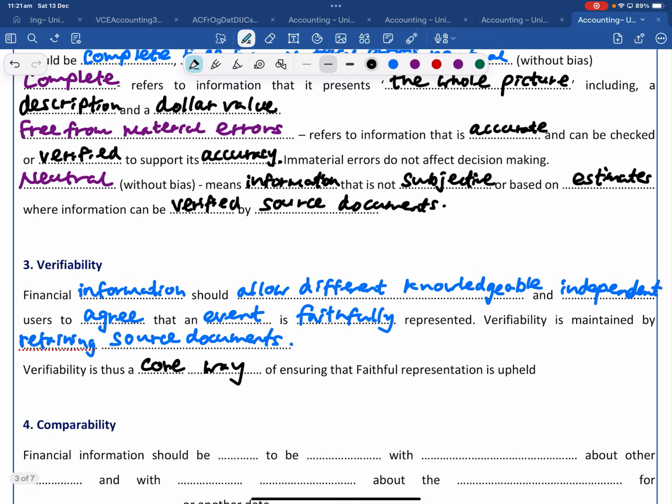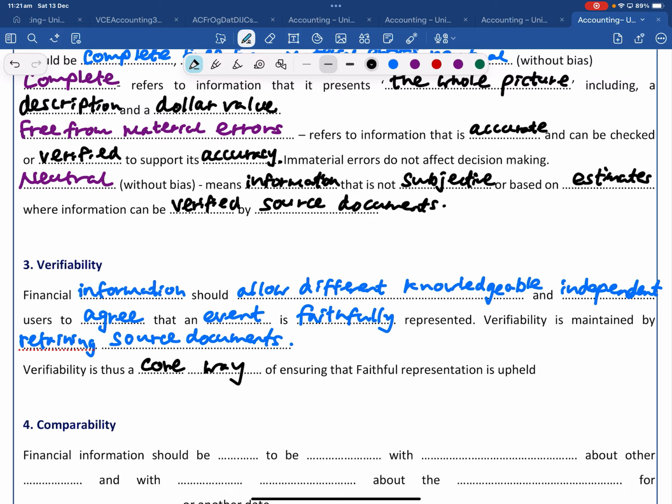Verifiability is also related to faithful representation. Why? At the end of the day, verifiability is also supporting faithful representation. Financial information should allow different knowledgeable and independent users to agree that an event is faithfully represented. What does that mean?